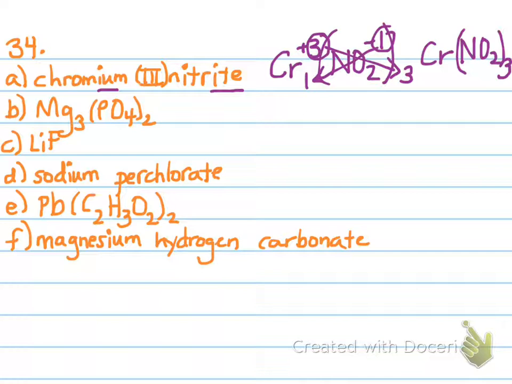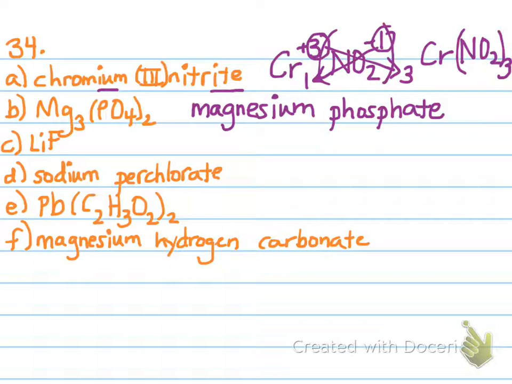Letter B asks us to name this. So again, we look at Mg and PO4, and we know that's an ionic compound. PO4 is one of the polyatomic ions you have memorized. Mg, that's in a tall column, so I'm only going to have to name this once. So Mg's name as an ion is magnesium ion, so it's going to be magnesium. And PO4 that you have memorized is phosphate, so this is magnesium phosphate.